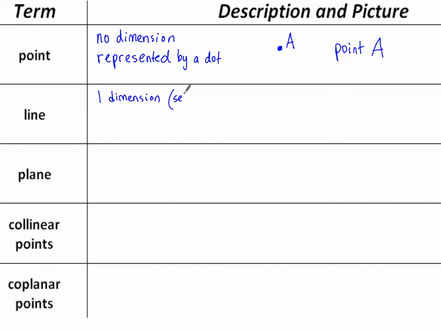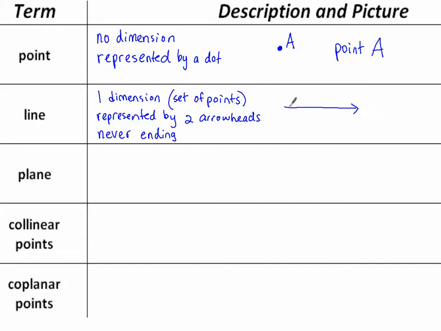A line has one dimension. It is made up of points, or we can call it a set of points. When we draw it, it's represented with two arrowheads. That's supposed to represent the fact that it is never ending. It goes on forever. So what does that look like?